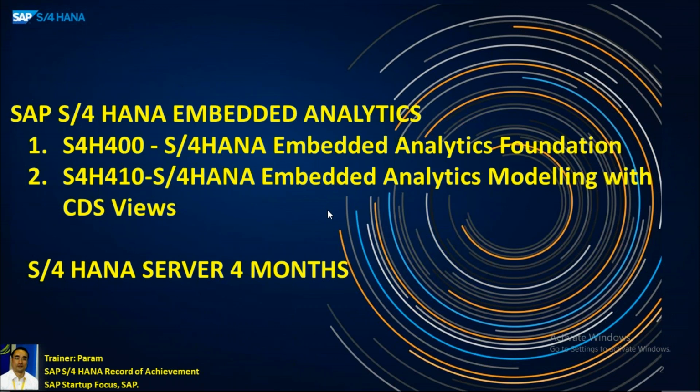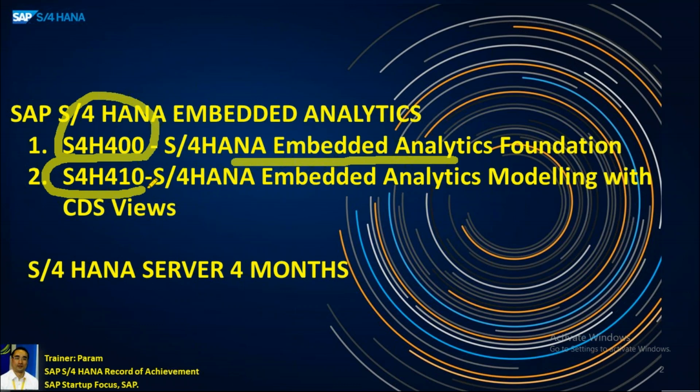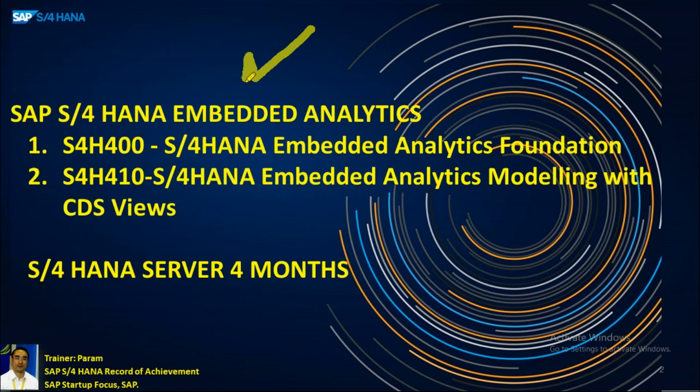The documents which we require are as follows: the S4H400 and S4H410. The S4H400 document provides the embedded analytics foundation, EA in short, followed by the S4H410 document, which gives you the modeling with the development of the ABAP CDS views. So these are the two documents we require to follow.